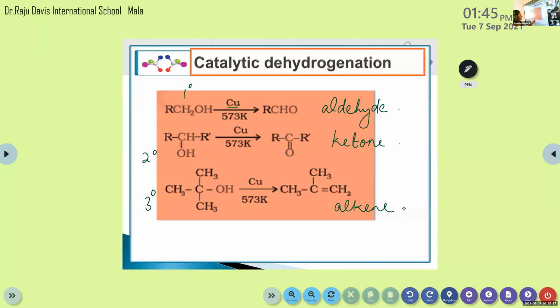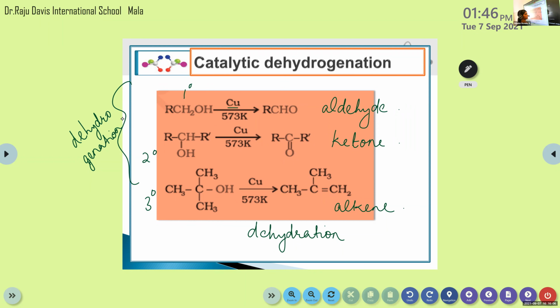Sorry, in the first and second case, dehydrogenation takes place, and in the third one, dehydration. That means a water molecule will be removed. That's why alkene is formed. In the first two cases, dehydrogenation. I told you this oxidation is otherwise known as dehydrogenation, right? Because two hydrogen atoms will be removed. So that's about catalytic dehydrogenation. That's about the oxidation reaction.